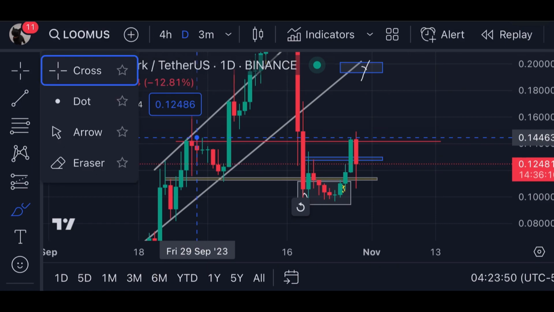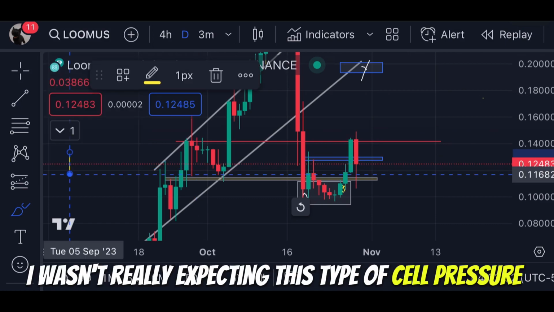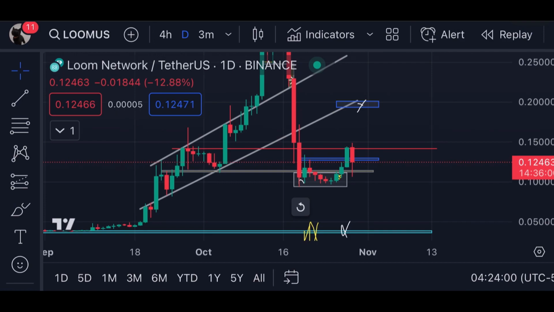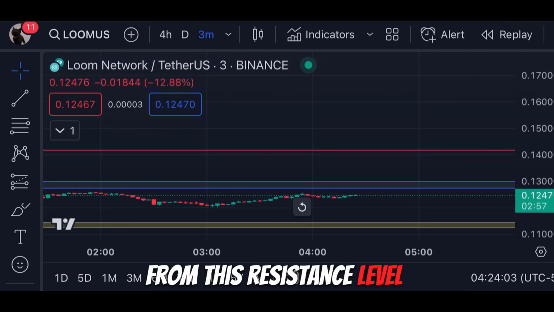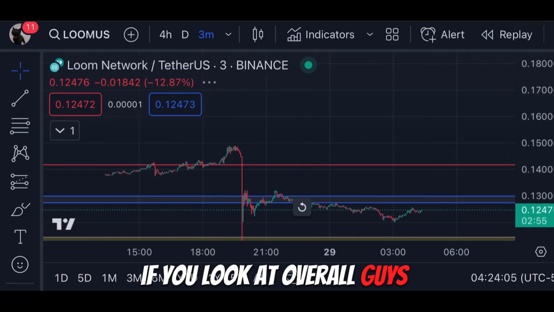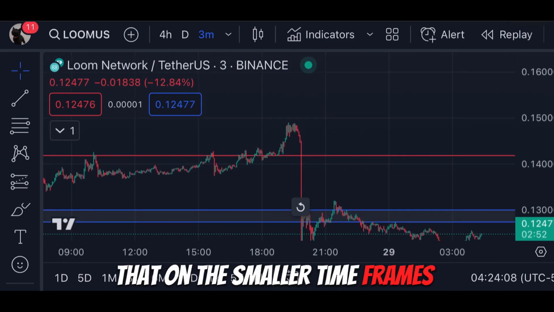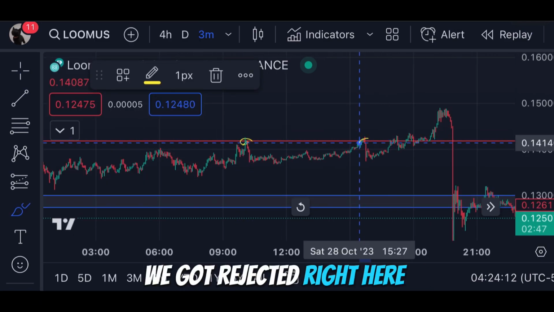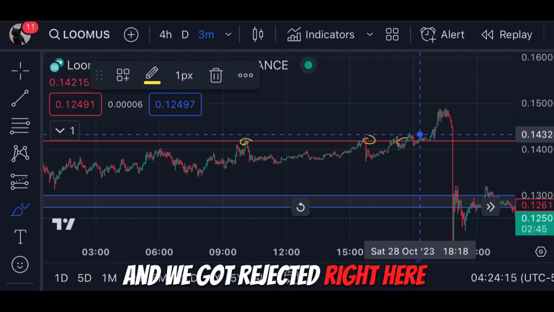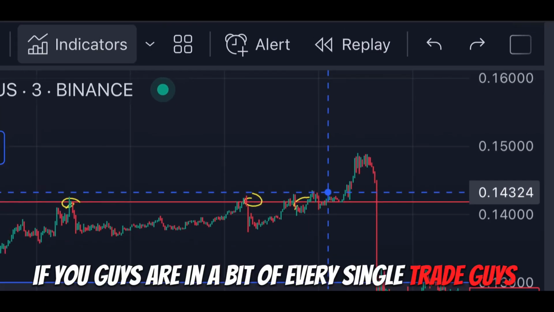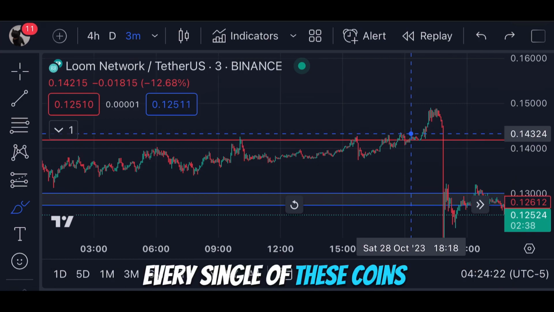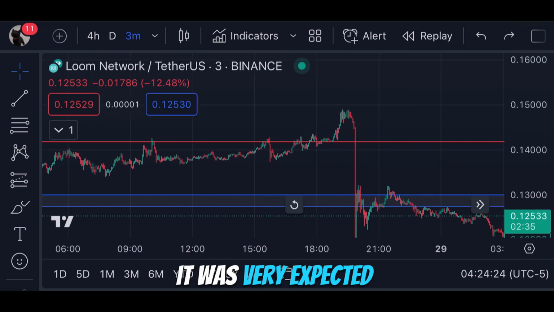But there is still an argument. You guys have to be prepared for that. I wasn't really expecting this type of sell pressure from this resistance level, but still, it is what it is. It was a very good trade from this resistance level. Do you guys see that on the smaller time frames we are respecting this level? We got rejected right here, again and again. So guys, if you are in a trade, you have to be monitoring every single one of these coins, and I don't think this was very expected.